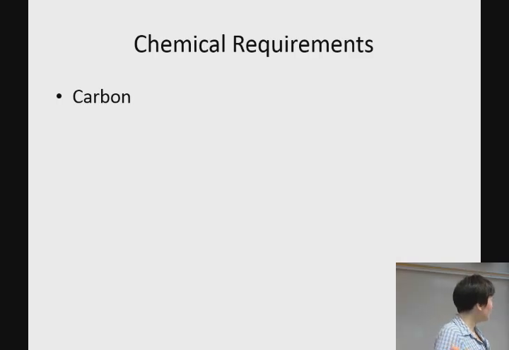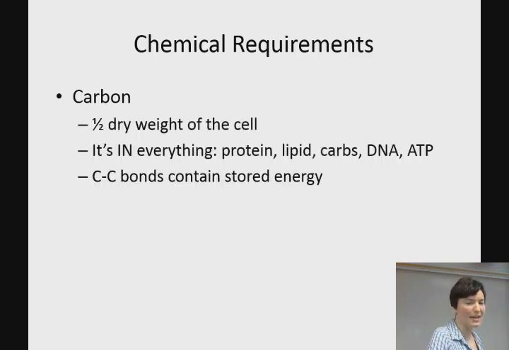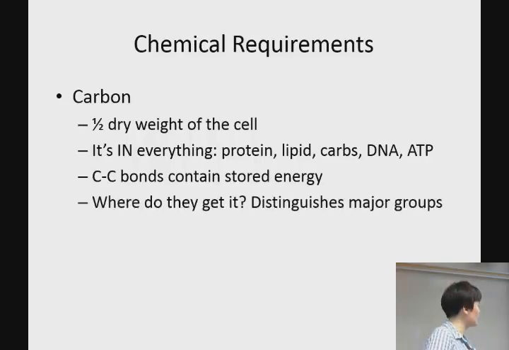So every living thing on Earth needs carbon, obviously. It's about half the dry weight of the cell, and it's in absolutely everything. The carbon-carbon bonds store the bulk of the energy, but different groups of prokaryotes are distinguished by where they get their carbon.